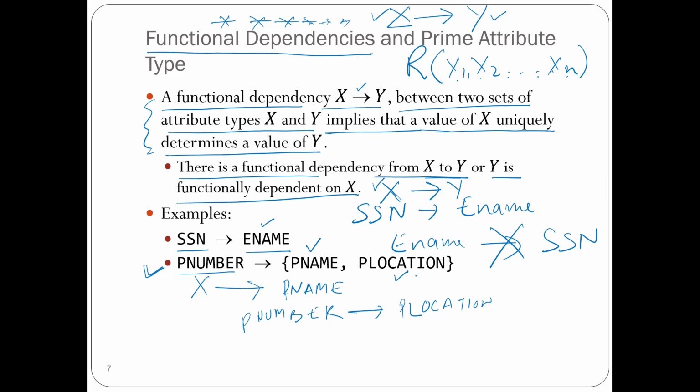Project number will uniquely determine project name, as well as it will uniquely determine project location. So what we do at times, we combine these on the right hand side into one statement, but you can break it down into two statements as well, or rather two functional dependencies. Let me mark it with numbers, number one and number two. The functional dependency that you have in number two can be broken down into two. One functional dependency is P number to P location, and the second one would be P number to P name.